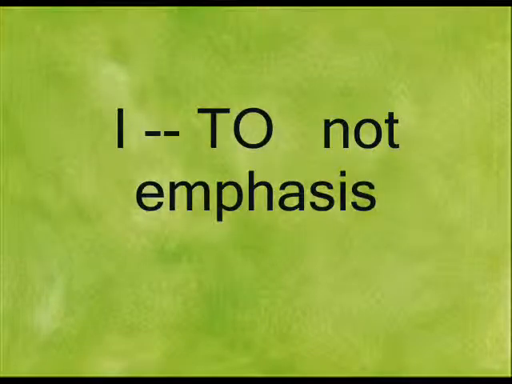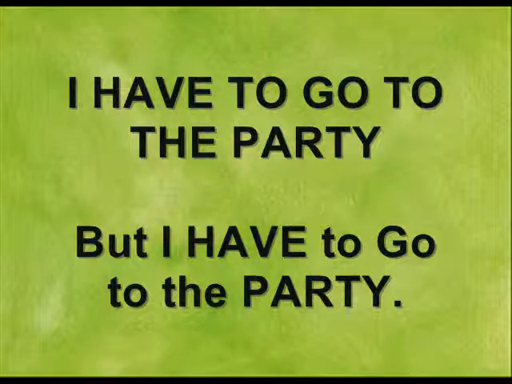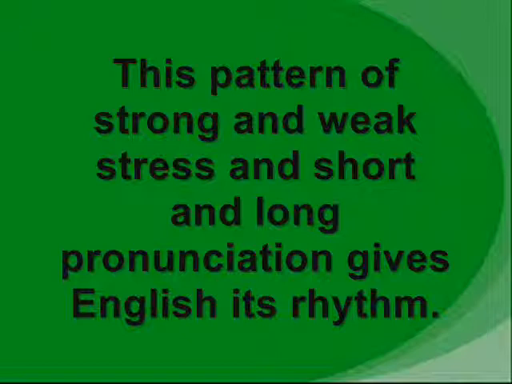Consequently, in English you say, I have to go to the party. The content words have, go, and party are stressed or emphasized, but the pronoun I and the preposition to are not. Then you do not say, I have to go to the party, but I have to go to the party. This pattern of strong and weak stress and short and long pronunciation gives English its rhythm.